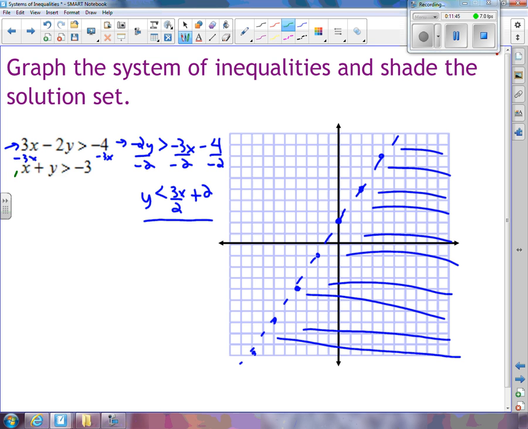Now, let's try the second inequality. This one's a little bit easier because there's no coefficient of y. So all I have to do is subtract x from both sides, and I get that y is greater than negative x minus 3. So my m is negative 1, the number that's multiplied by the x, and my b is negative 3. So I go down to negative 3, and then I go down 1, to the right 1, down 1, to the right 1.